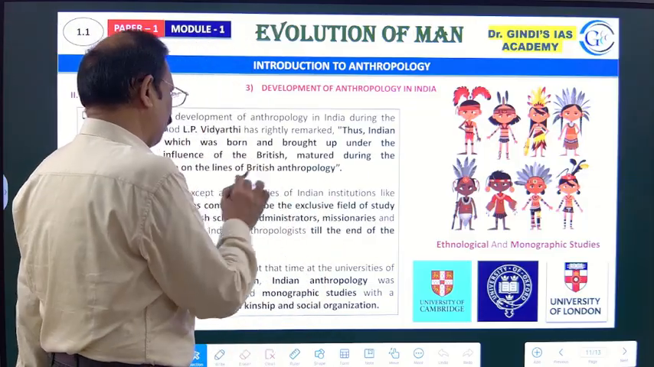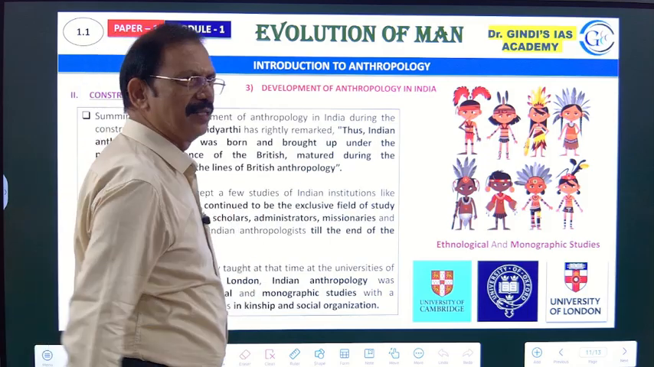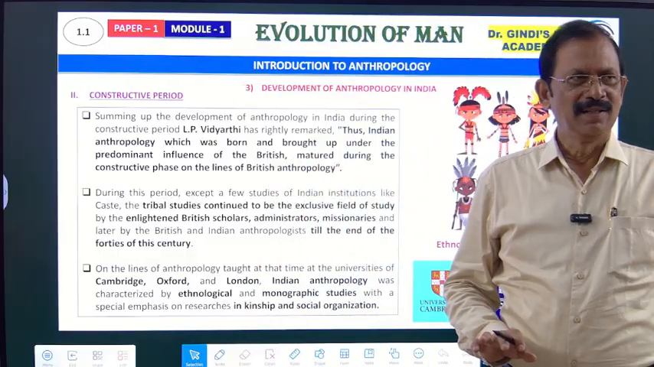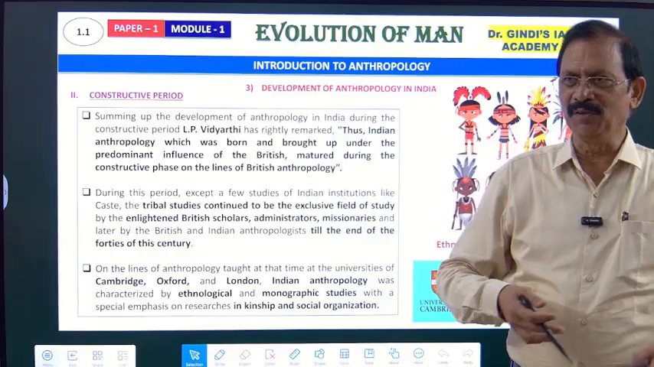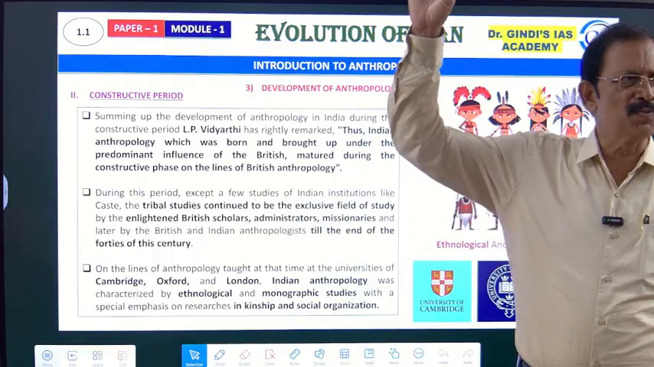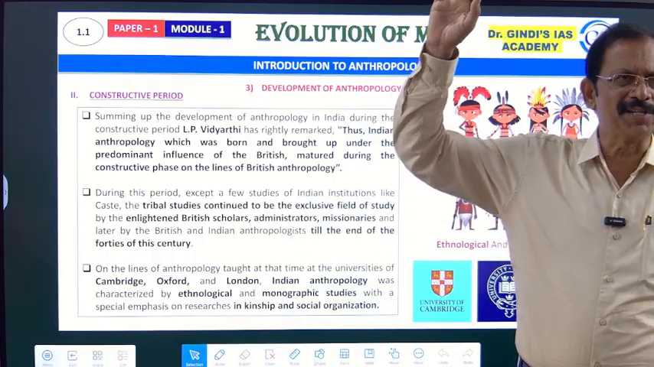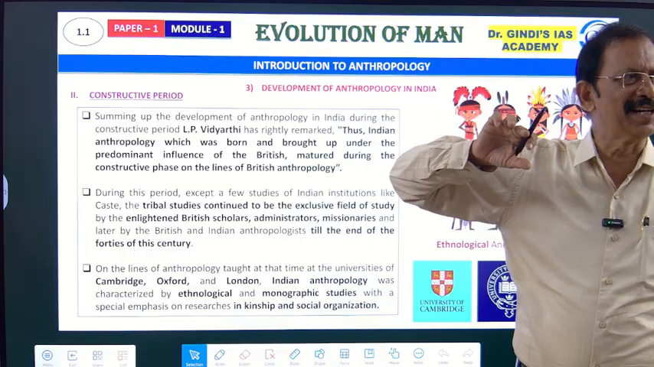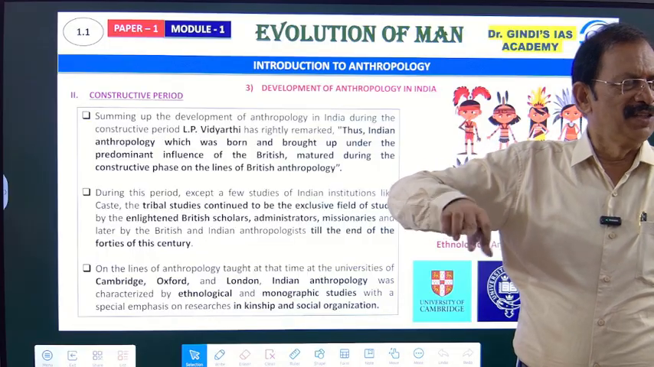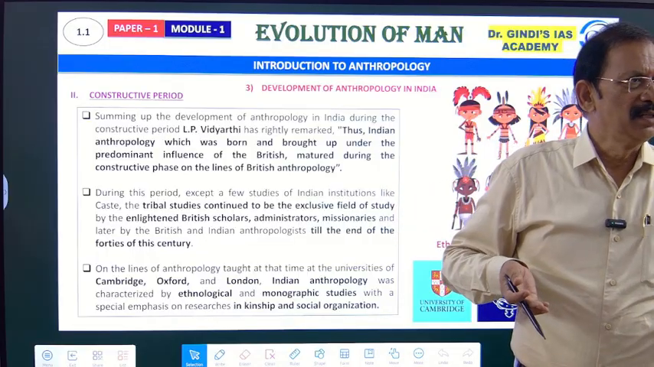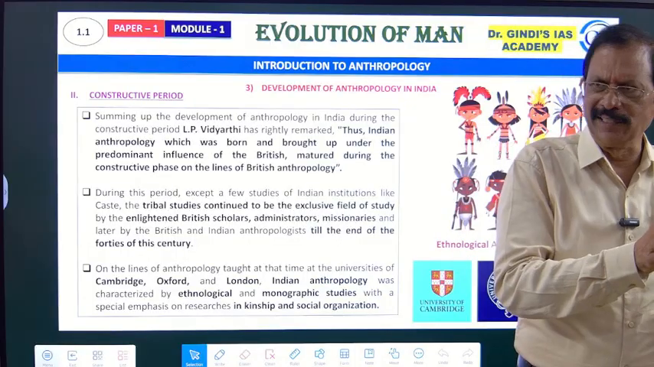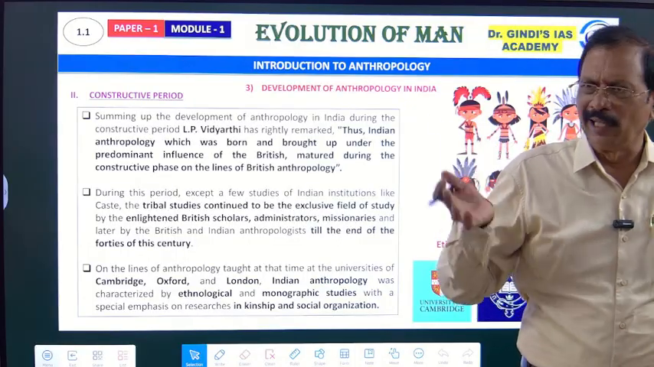What was the focus? Tribal studies. The main focus was only tribal studies. Of course, everything has changed now. So tribal studies was the focus of anthropologists at that time. Why? Because the British anthropologists concentrated on tribals for their administrative purposes and out of their enthusiasm. They had a keen interest to conduct studies and publish literature on the tribals only.